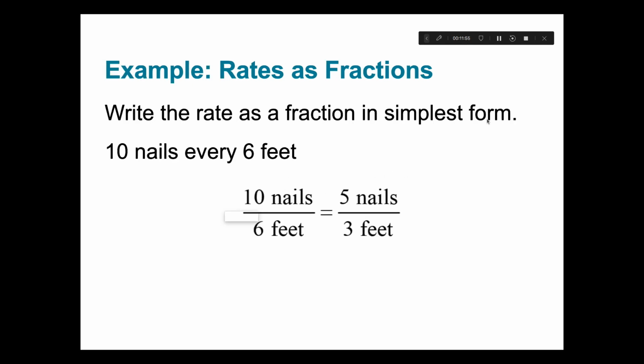Perfect. So in simplest form, we're going to write 10 nails for every 6 feet. So 10 nails goes on top, 6 feet goes on bottom. That can reduce down. That's not in lowest terms because those are both even. So that means when we're done, we're putting 5 nails every 3 feet.